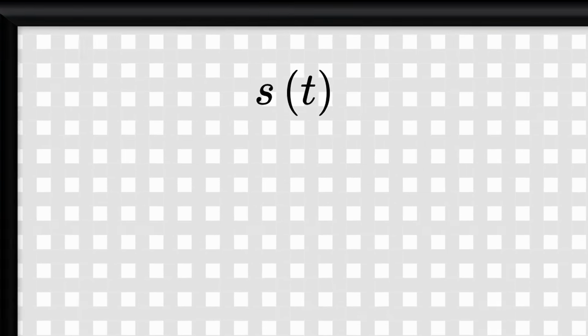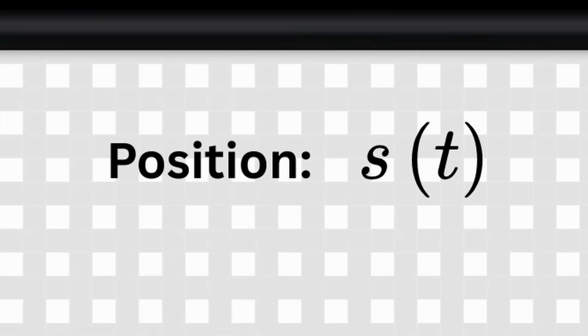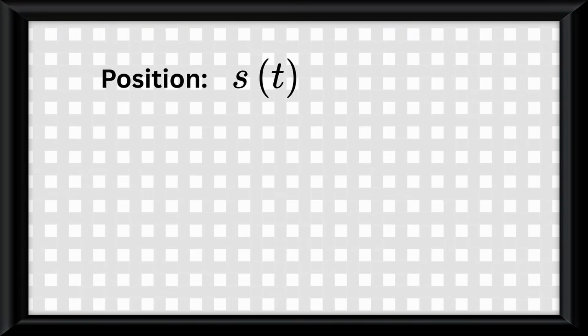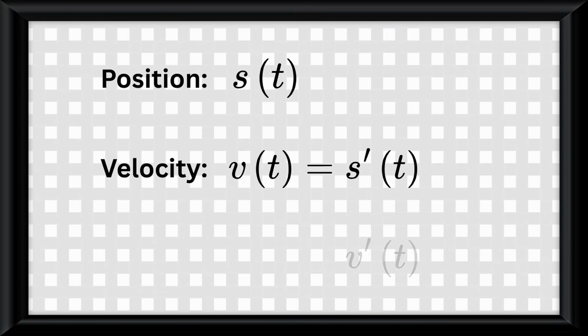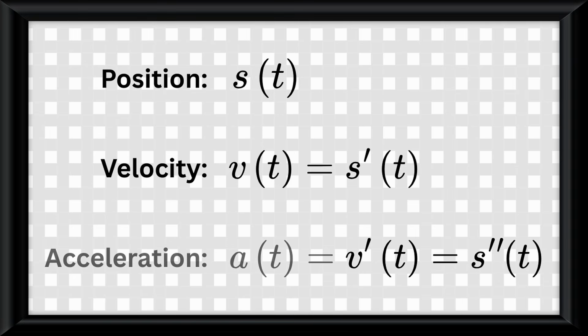So now we get to talk about derivatives in context. Let's call our original function s of t. If you are at all familiar with physics, you'll notice s of t is the function for position. So if our original function is position in relation to time, the first derivative would be velocity, or v of t. The derivative of velocity, or the second derivative of position, is acceleration, or a of t.